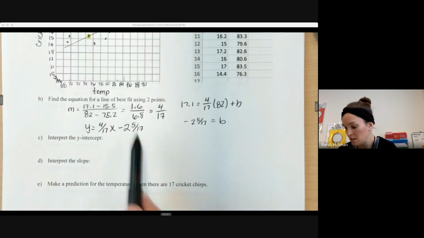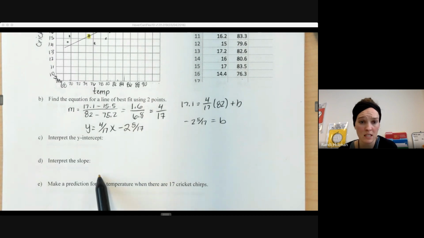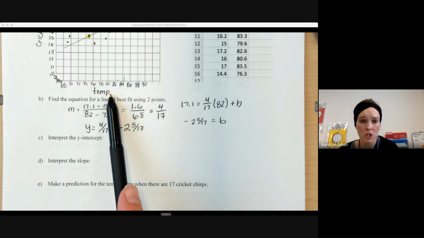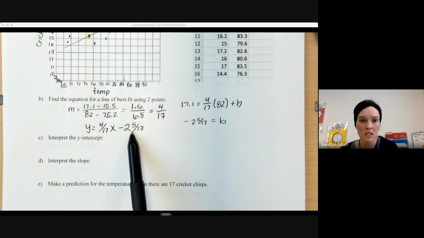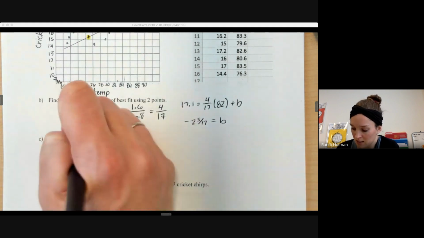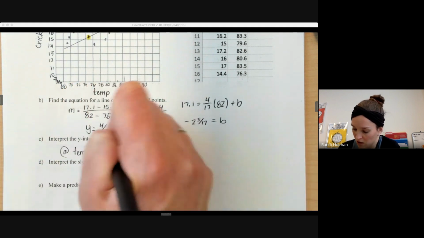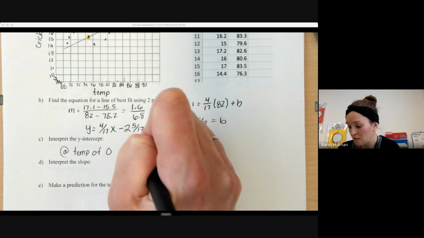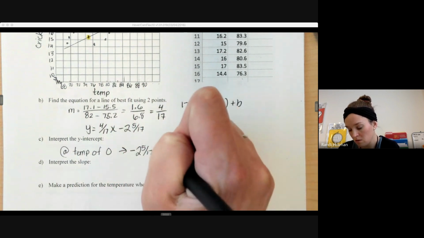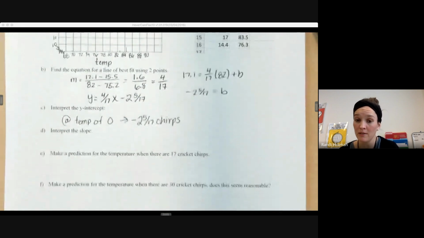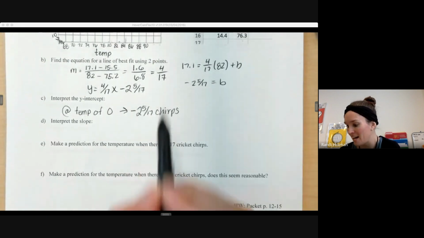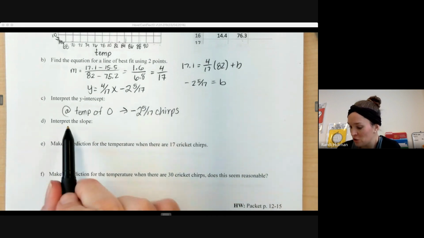So the y-intercept here is this -2 5/17. So what that means is that if your temperature is 0, you're going to have -2 5/17 cricket chirps. At a temp of 0, there will be -2 5/17 chirps. Okay, which doesn't really make sense, right? You can't have negative cricket chirps, but also you probably won't have crickets chirping if it's 0 degrees because they won't be alive.